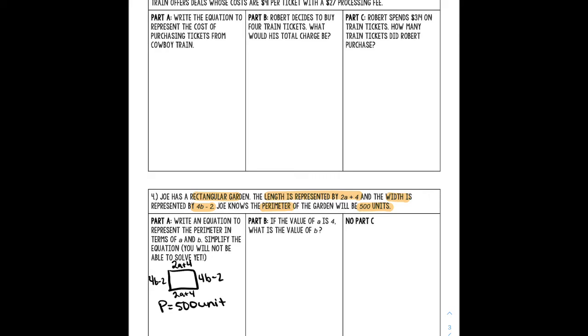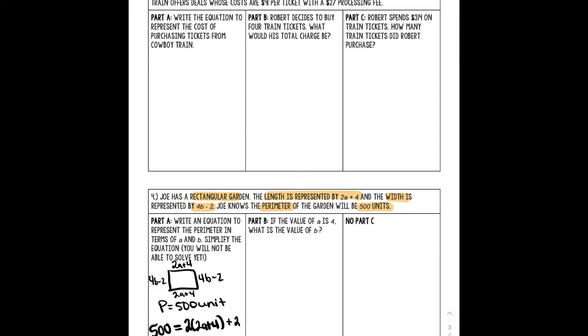And I know that my perimeter is 500 units. Okay, so all of this stuff is what I have just in my word problem. It's all been given to me. But now I want to write an equation that represents my perimeter. So my perimeter means I'm adding up all the sides. So my total perimeter is 500, and that means I'm going to take all 4 of my sides and add them together. So I'm going to say I have 2a plus 4 plus 2a plus 4. Well, that's 2 times 2a plus 4. If I'm adding the same thing twice, that's the same thing as multiplying it by 2.